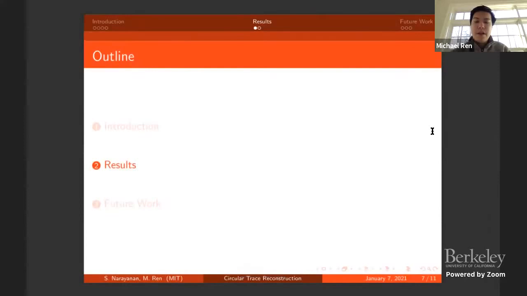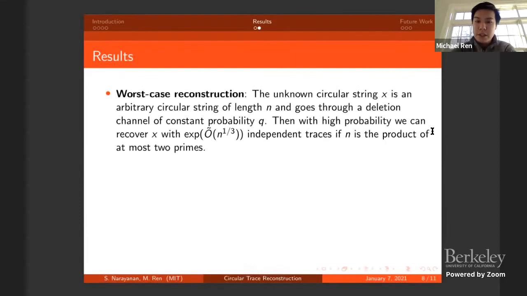We have results in the three areas I talked about before. So first, for worst case reconstruction, we want to reconstruct arbitrary circular strings X. It's going to be of length N going through a deletion channel of probability Q. So our result is that if N is the product of at most two primes, then we can recover X with e to the cube root of N traces, up to log factors in the exponent.